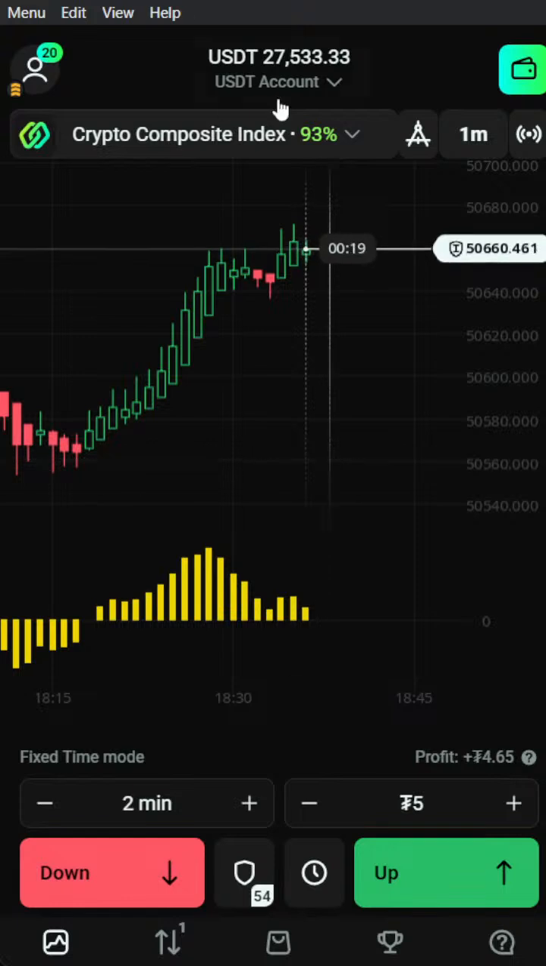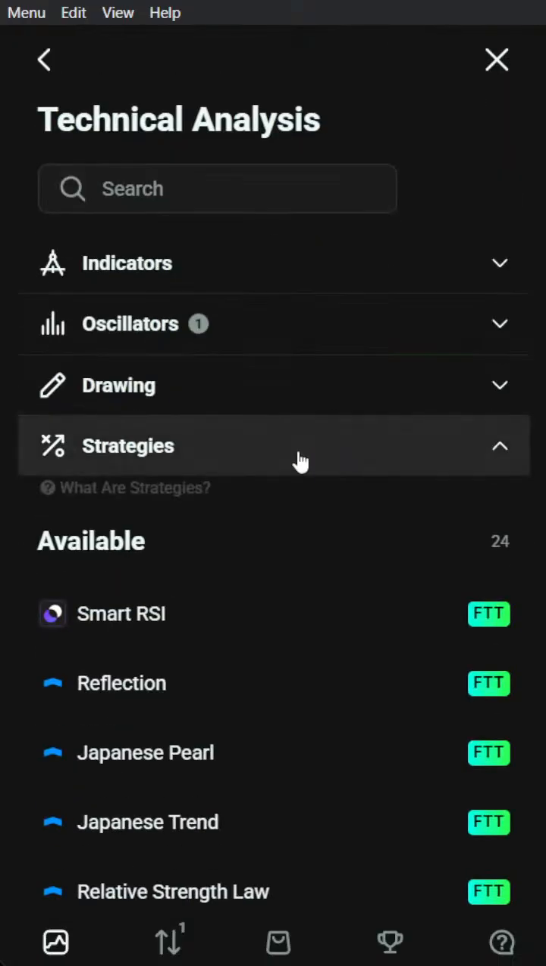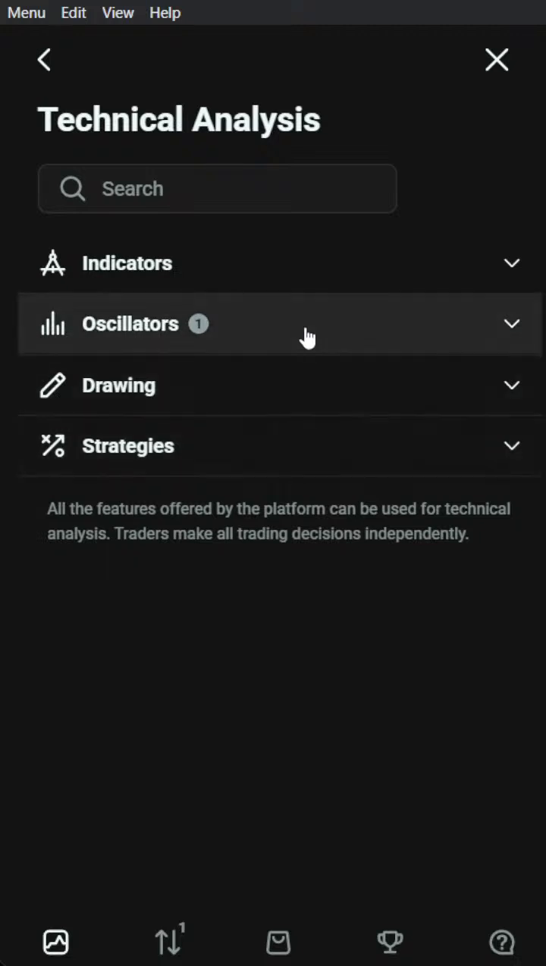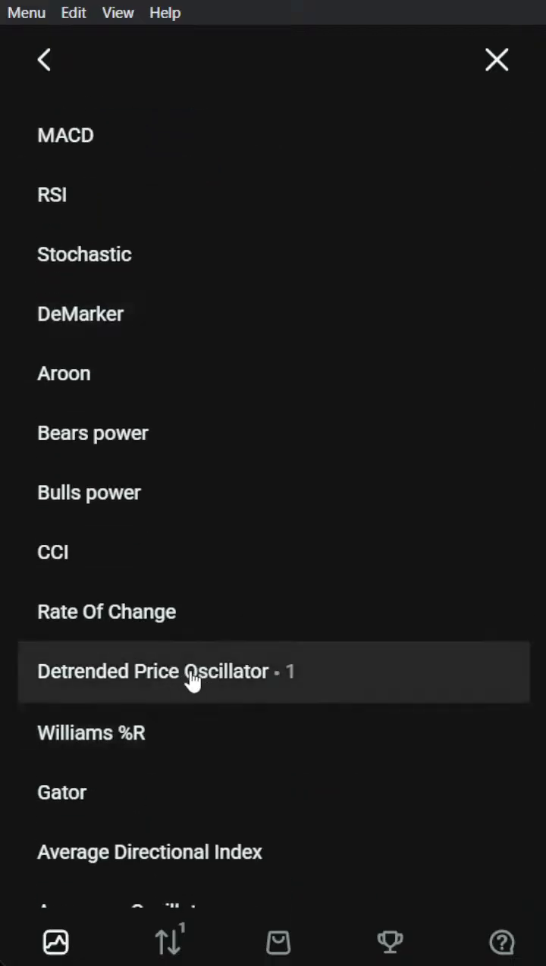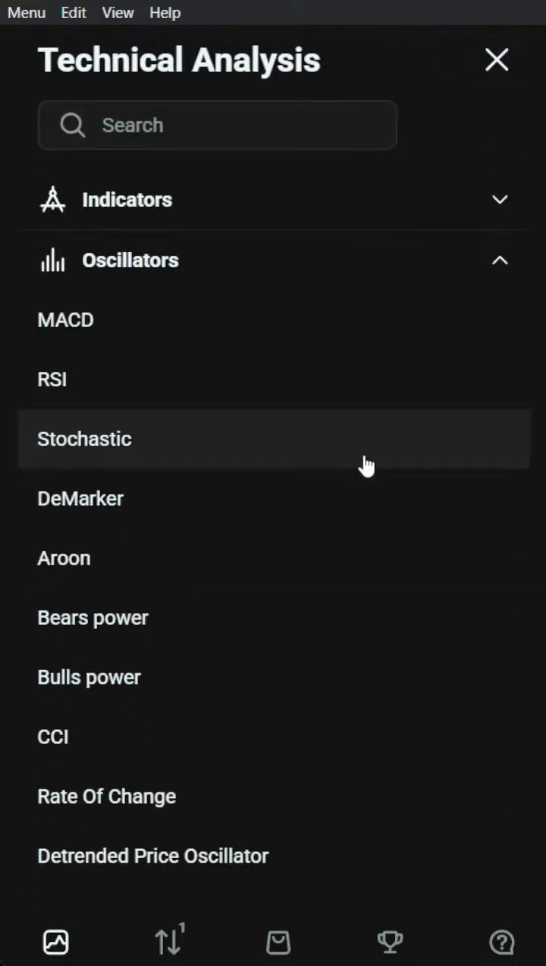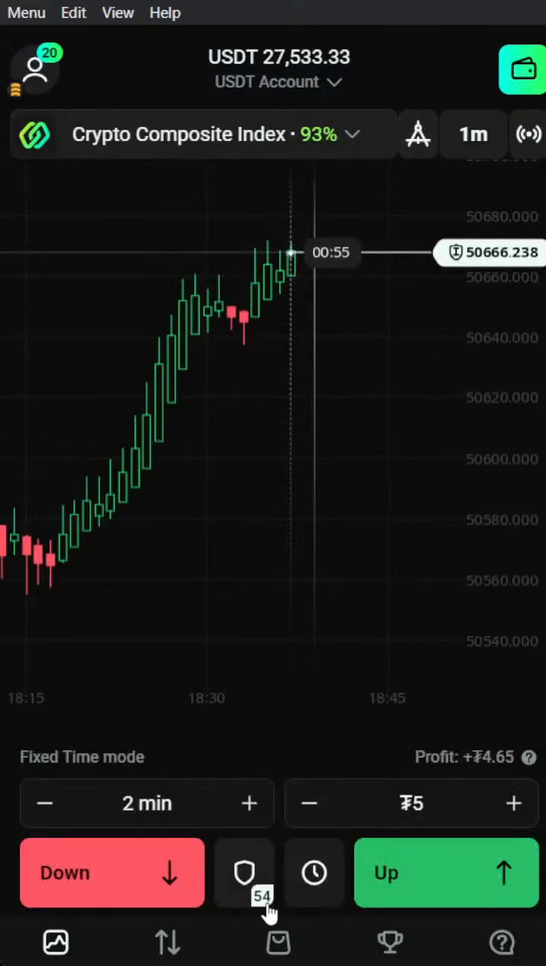Now for people who are not on advanced level, how will you apply this strategy? Okay, let's first do that and then we start our trading. So you will see when you click on technical analysis, you will see this list. You click on oscillator, scroll a bit down, you apply the DPO. Okay, once you apply it, you see, okay, let's remove this. Alright, so let's do it again.